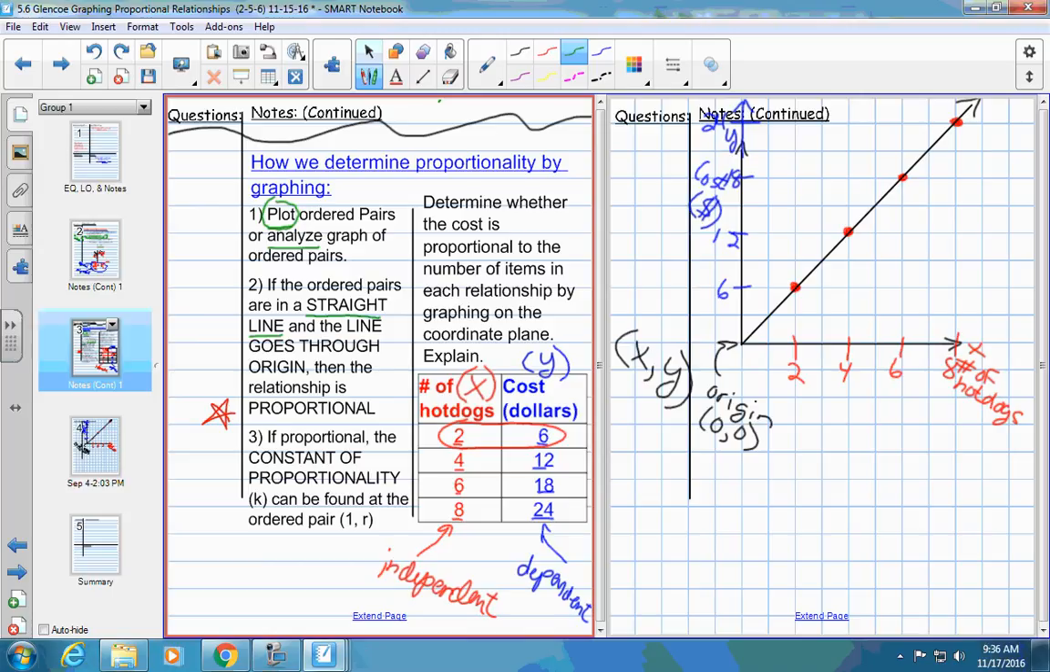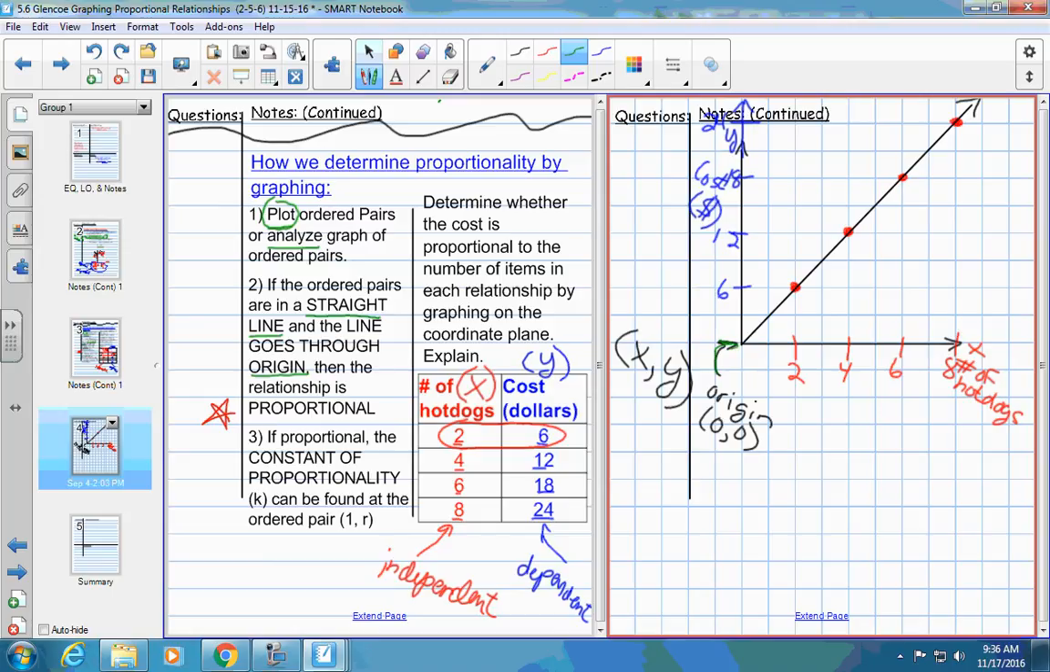And then secondly, we have to make sure, does the line go through the origin? Yep, it touches the origin right here. So we do know that this relationship is proportional. Okay, so what we've just discovered is this is proportional. And that's because it's a straight line, meaning it has a constant ratio or a constant of proportionality. And it goes through the origin. So we visually know this is a proportional relationship.